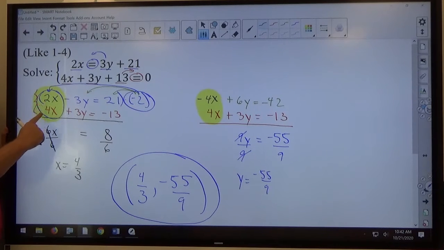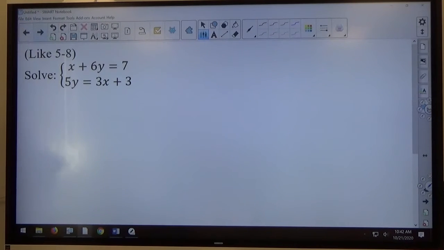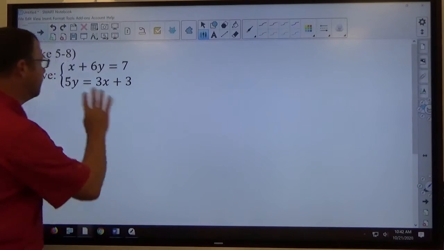2 times 2 is 4, so that I can make them the same number with 2, but it needs to be negative. That's why I made negative 2. Okay. All right. Example 2, the second example here, this is like the last 4 problems.